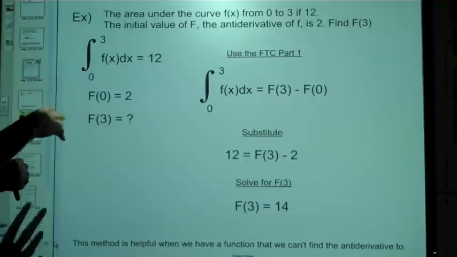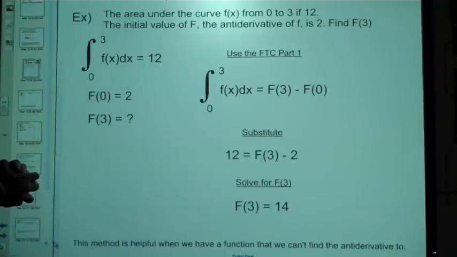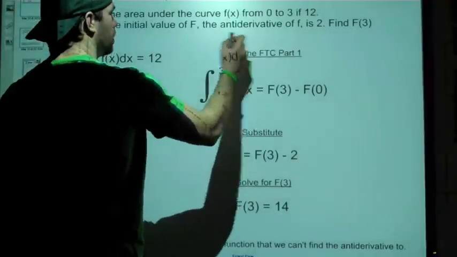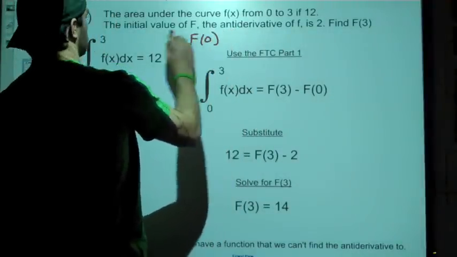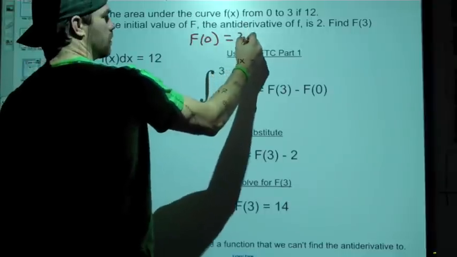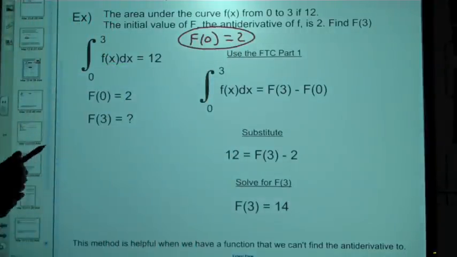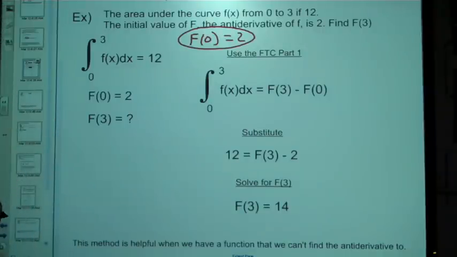Originally, before we learned this, you would have had to find the antiderivative, use the point F of 0 is 2, solve for C, and get an equation. This is another way to do the same type of problem without solving for C.